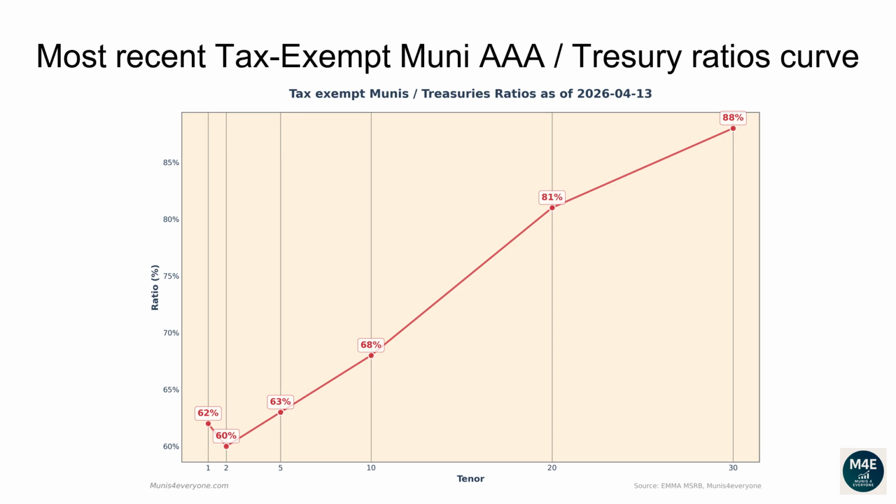The current one-year ratio is 62%. The 2 years ratio is 60%. The 5 years ratio is 63%. The 10 years ratio is 68%. The 20 years ratio is 81%. The 30 years ratio is 88%.